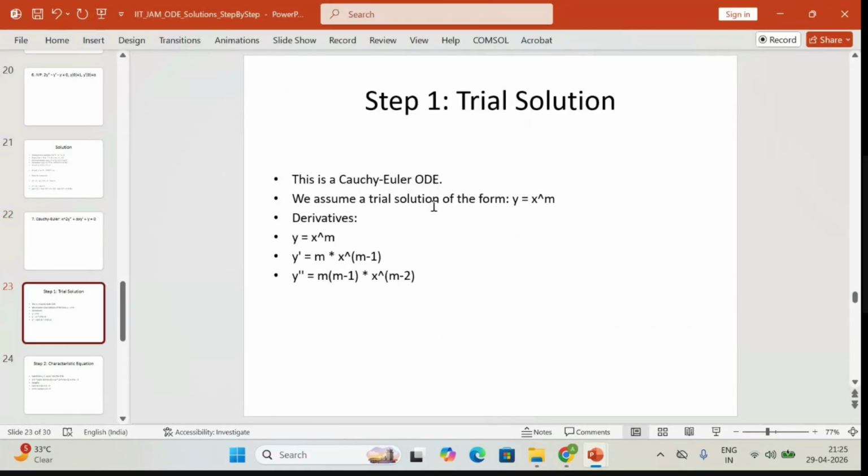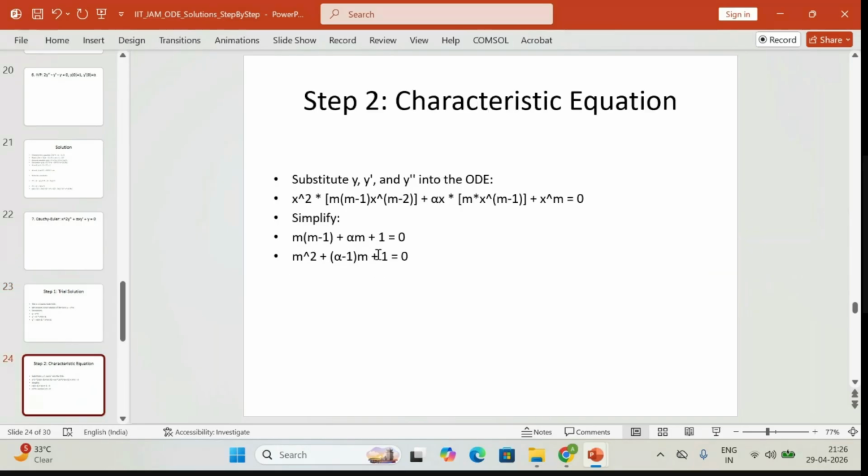So this is a Cauchy-Euler solution. We assume the solution of the form y equals x to the power m. So these are the derivatives: y, y prime, y double prime. You will notice something. y is x to the power m, y prime is proportional to x to the power m minus 1, y double prime to x to the power m minus 2. Now, if I multiply y prime by x, it becomes x to the power m, and y double prime by x squared, it becomes x to the power m also. So we substitute into the equation and simplify to get this.